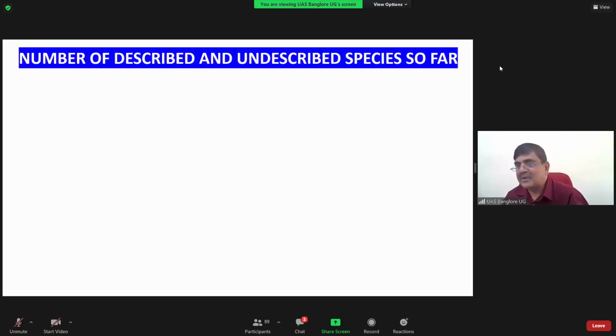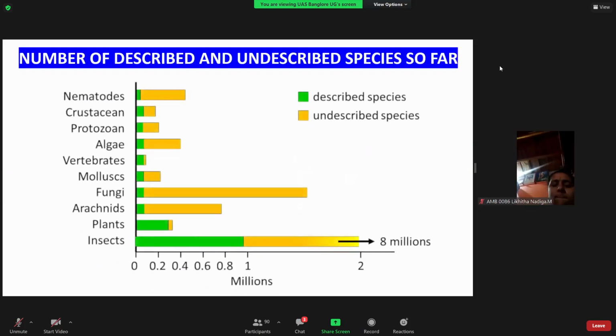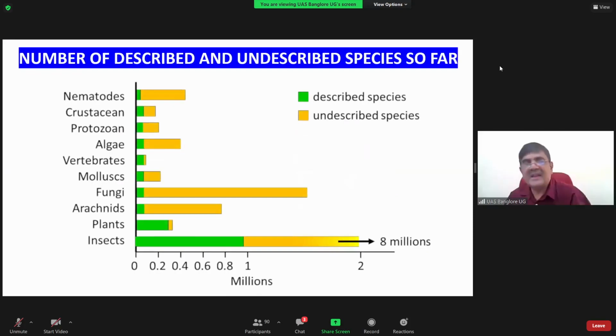So next, coming to the number of described and undescribed species so far. If you look into this graph, the green colored mark is the described species, and the orange or yellowish colored one is the undescribed species. That is the estimate of undescribed species. You can see the different organisms on the left side, but our interest is with respect to class Insecta.